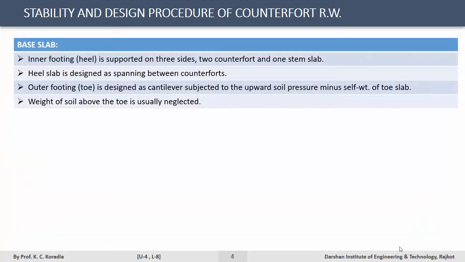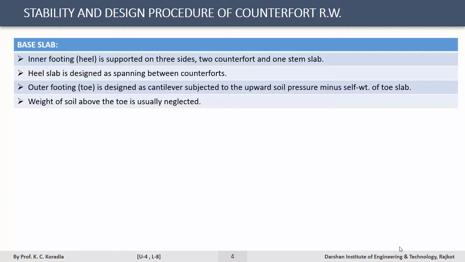Base slab. The inner footing, that is the heel portion, is supported on 3 sides. 2 sides are supported by counterfort and one side is supported by the stem slab. Heel slab is designed as spanning between the counterfort support.